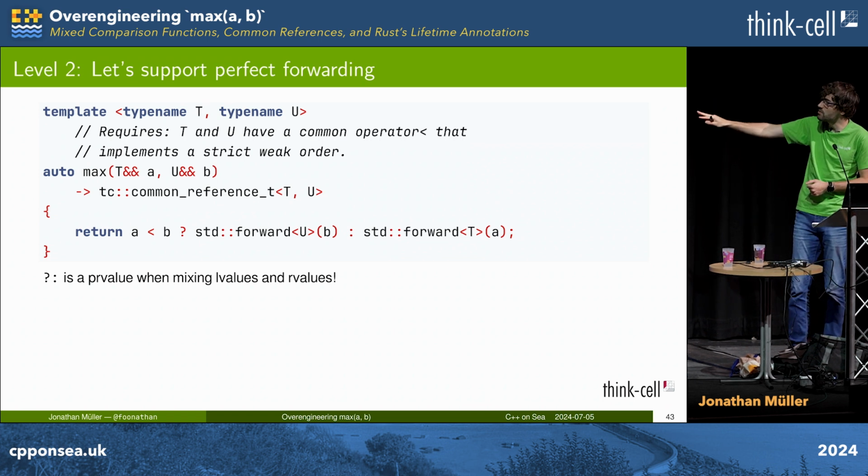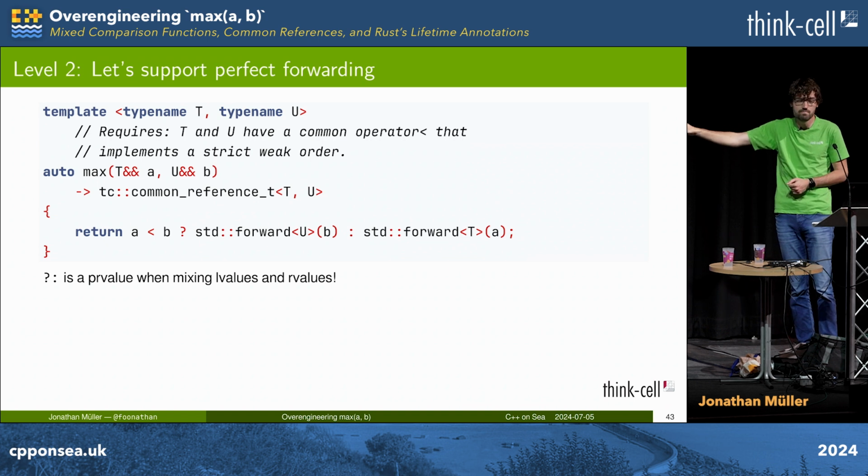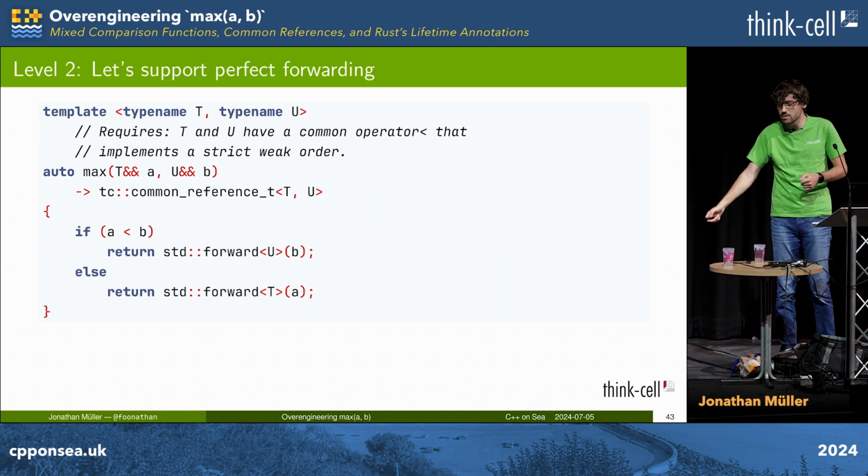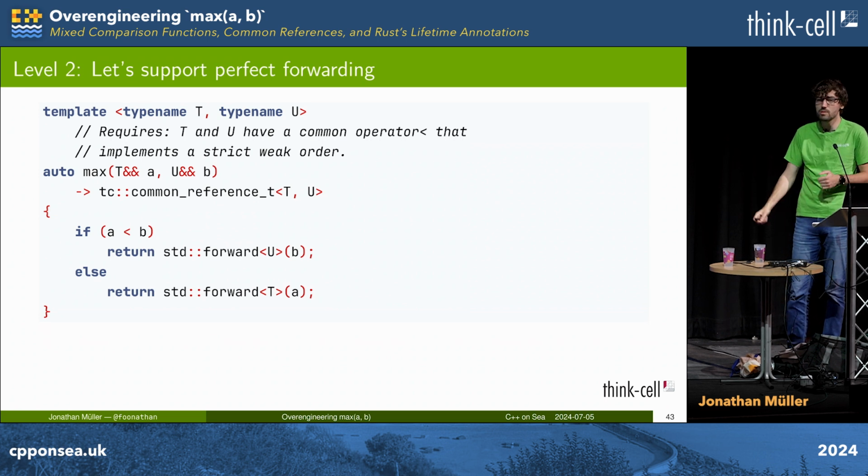This is such a dangerous pitfall, and no compiler warns about it. It's only a question of time. So to fix this, use an if else. You cannot use the ternary operator, because the ternary isn't a PR value, whereas here we're keeping the referenceness intact.